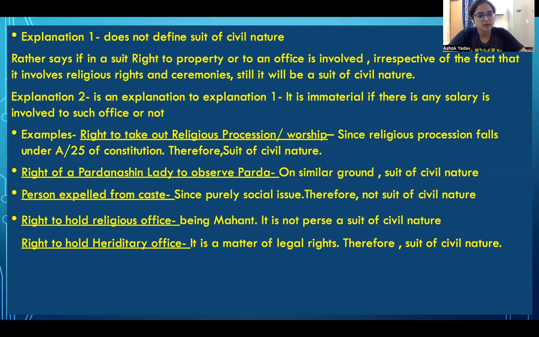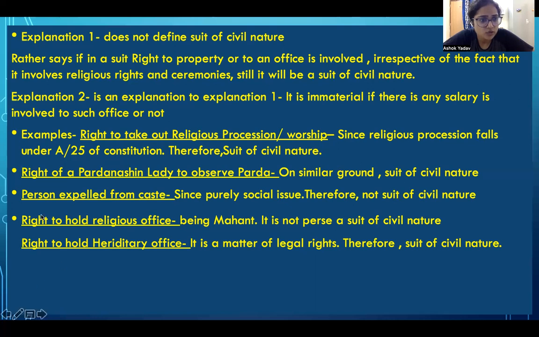And similarly, on the same ground, in the case of the right of a Parda Nashin lady to observe Parda, right? It is under Muslim personal law. The ladies have been given the right to observe Parda. So it is a right given to them under Article 21. So in this, some religious issues are involved along with legal rights. Legal rights are attached to it. Article 21 of the Constitution is attached. Therefore, it is a suit of civil nature, right?